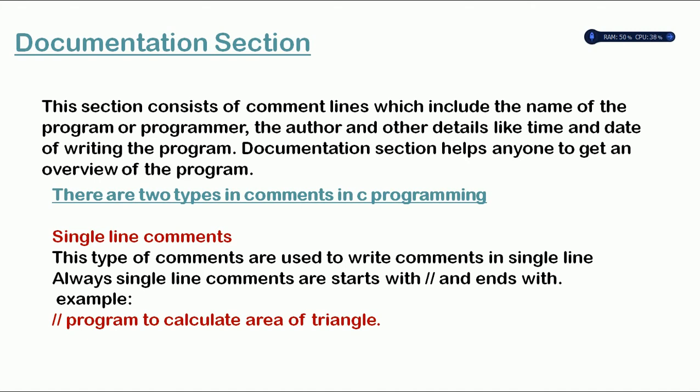In the C programming language there are two types of comments available. The first type is the single line comment, and the second one is the multiple line comment. As the name suggests, single line comments are written in one line. If you write all the comments in a single line, those comments come under the category of single line comments. They start with 2 slashes.